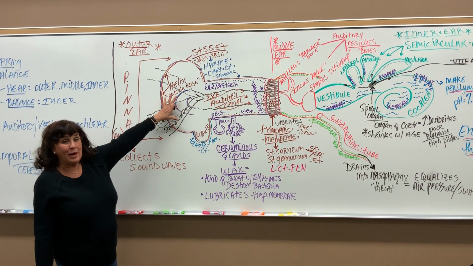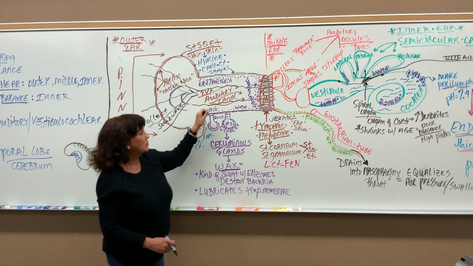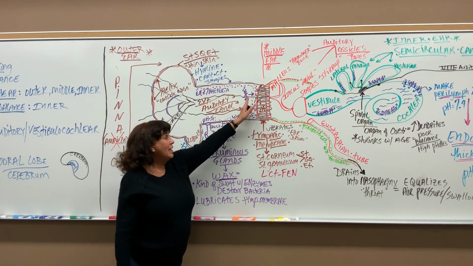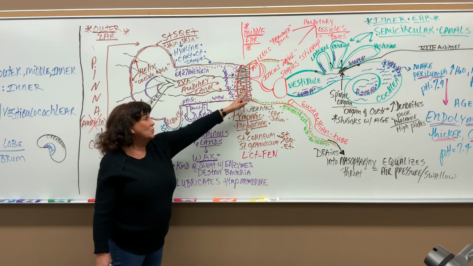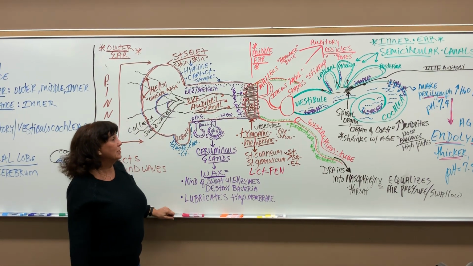So again, the pinna collects sound waves. The external auditory canal moves the sound waves down to your tympanic membrane, and then this is going to vibrate so it can transfer the sound waves to the next bone, to a bone in the middle ear.